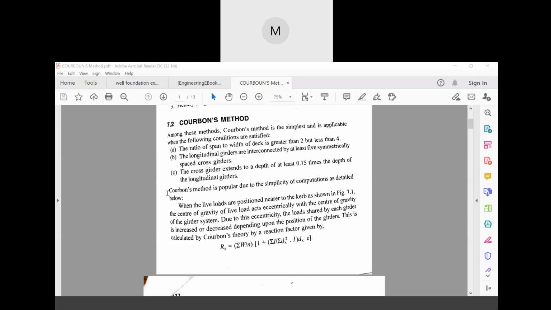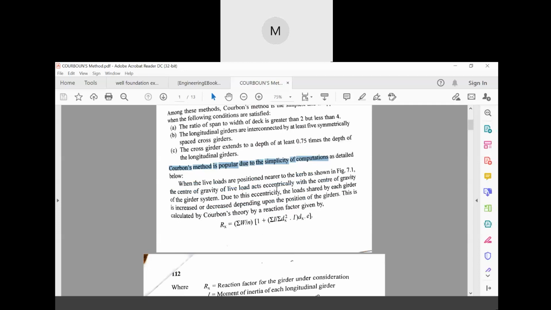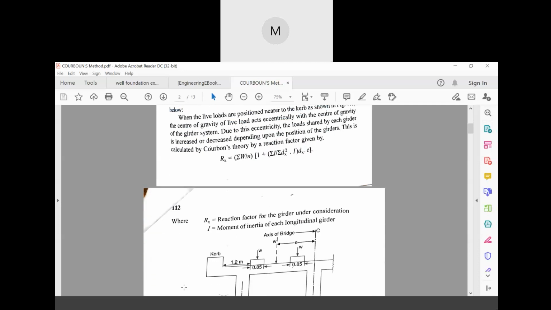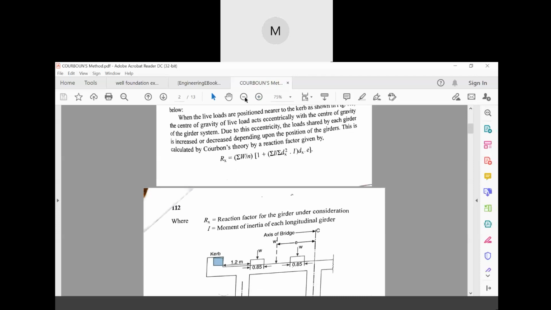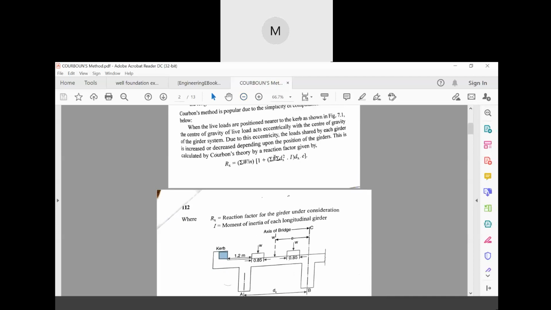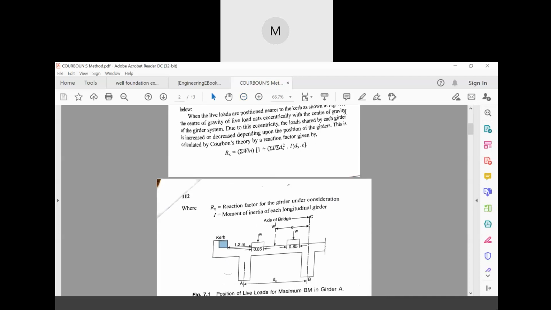Courbon's method is popular because of the simplicity of calculations. Now, when the live loads are positioned near the curb, the raised portion of the slab towards the edge is known as the curb. When the live loads are positioned nearer to the curbs, as shown in the figure, the center of gravity of live loads acts eccentrically with the center of gravity of the girder system.